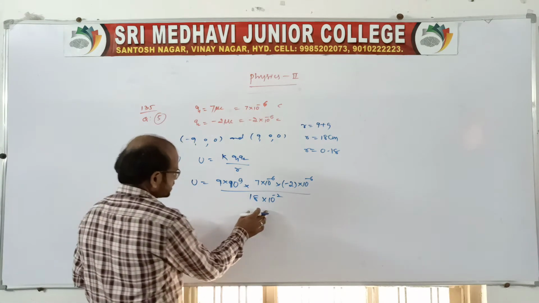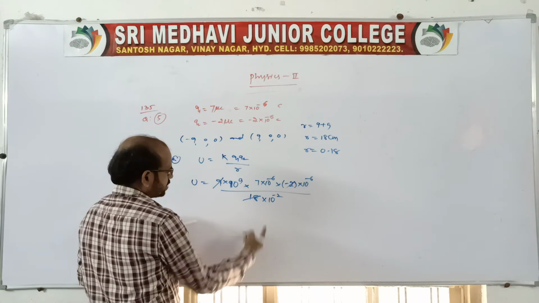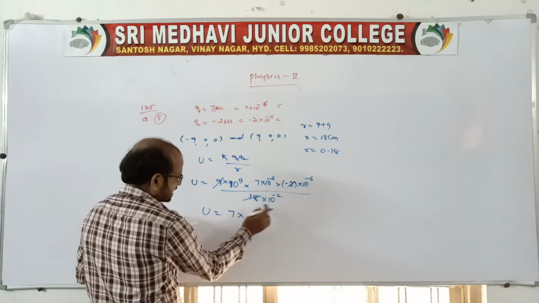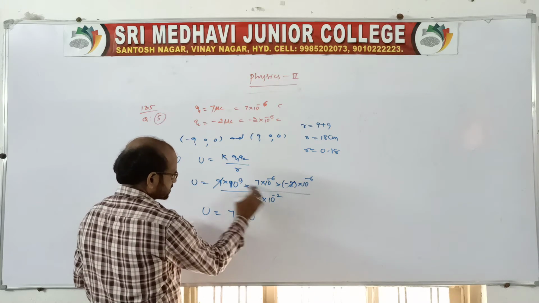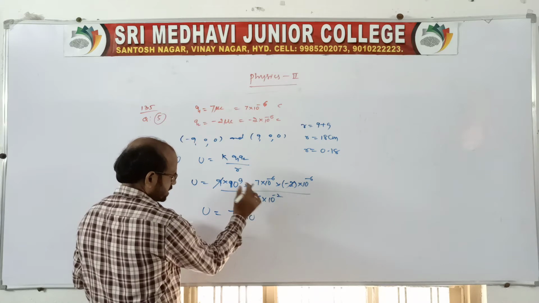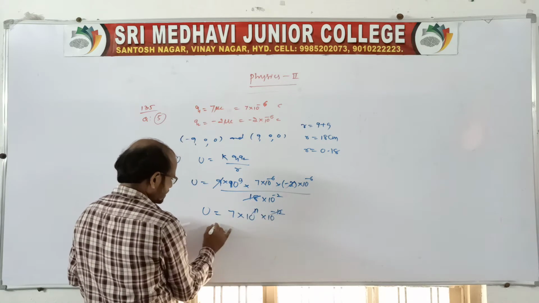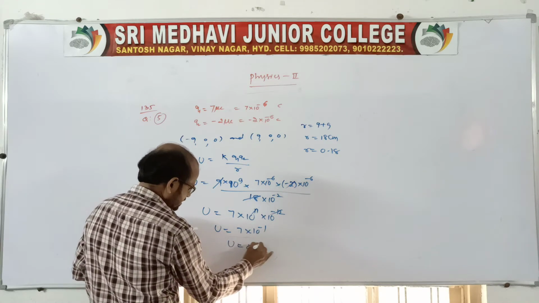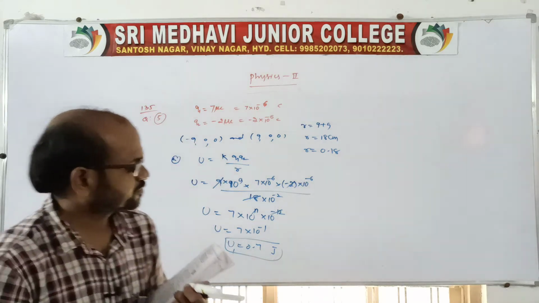So you do it like this: 9 twos are 18, so that 18 cancels, and 10 power minus 2 is there. U is equal to 7 into 10 power minus 2, you bring it up, therefore 9 minus becomes plus, 11, and 10 power minus 12. So you cancel this, U is equal to 7 into 10 power minus 1, therefore 0.7 joule. This is the potential energy.